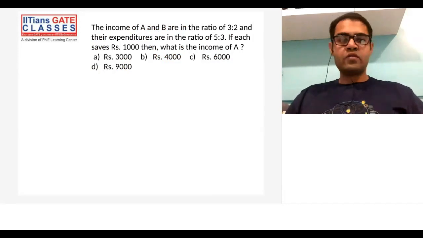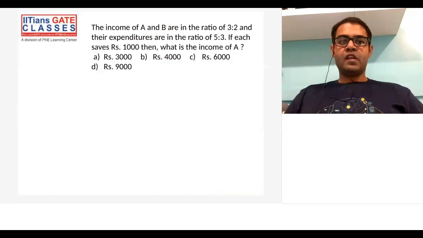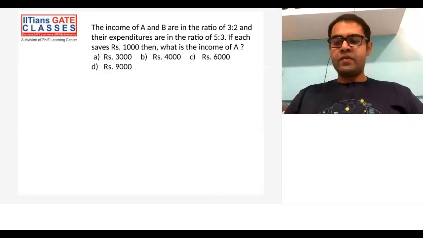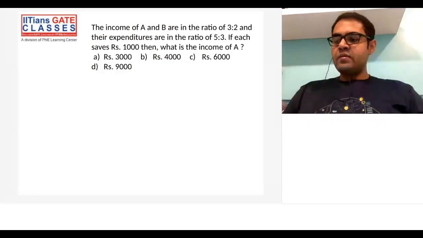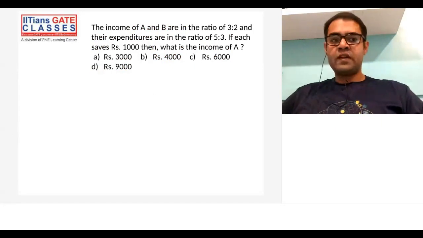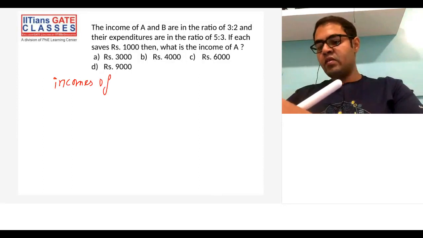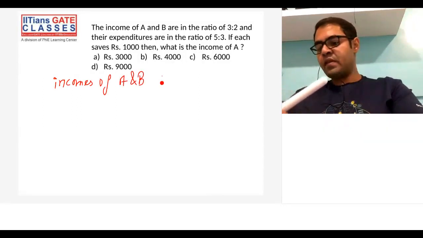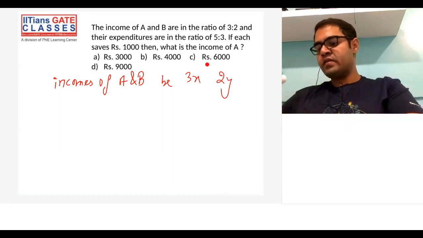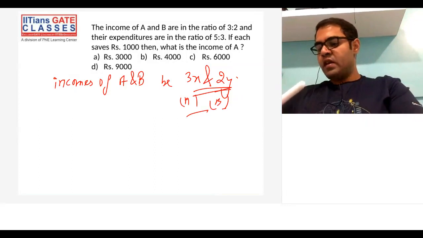This is your next question now. This is a statement question. Try this question yourself again. I hope you all paused the video and tried the question. Let's see the solution for this. They are saying incomes of A and B are in the ratio 3:2, and their incomes and expenditures are in the ratio 5:3. So let me say the incomes of A and B are 3x and 2x. This is for A, this is for B.